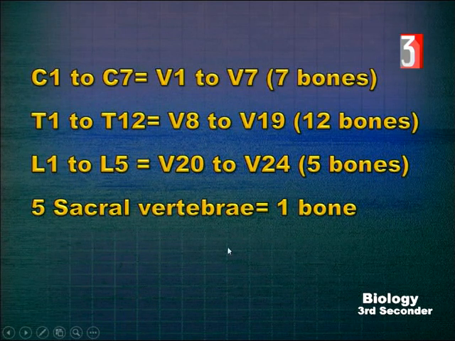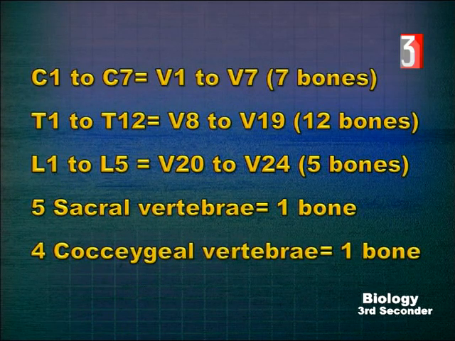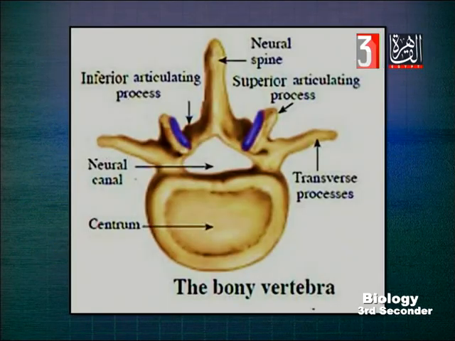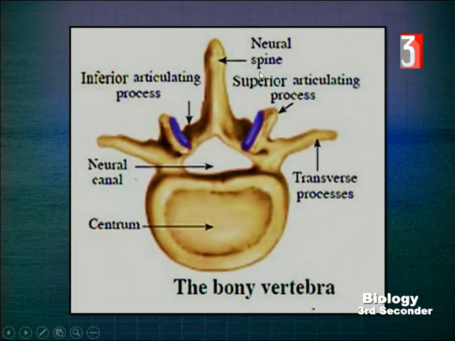5 sacral vertebrae fused together, so they are considered 1 bone. 4 coccygeal vertebrae fused together, so they are considered 1 bone. Now let's study the structure of a bony vertebra. The ideal or typical bony vertebra, either thoracic or lumbar, consists of 7 processes.